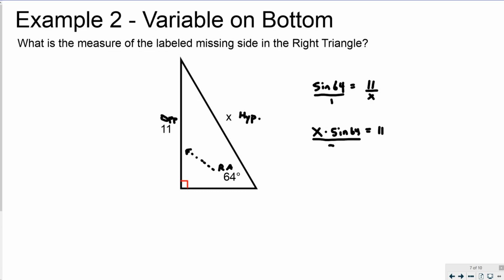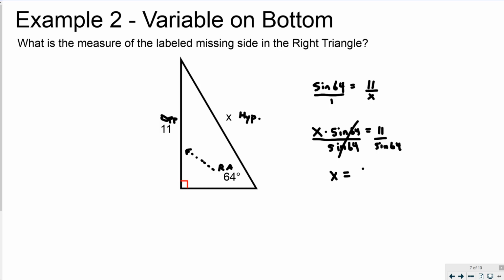So what I can do is I am allowed to divide both sides of the equation by the sine of 64. That is totally doable. You can totally do that because it's just a number. So I'm going to do that. It's going to cancel it on this side and leave me with just x. So what I need to do is the sine of 64 is 0.8988. So I'm going to take 11 and divide it by 0.8988.